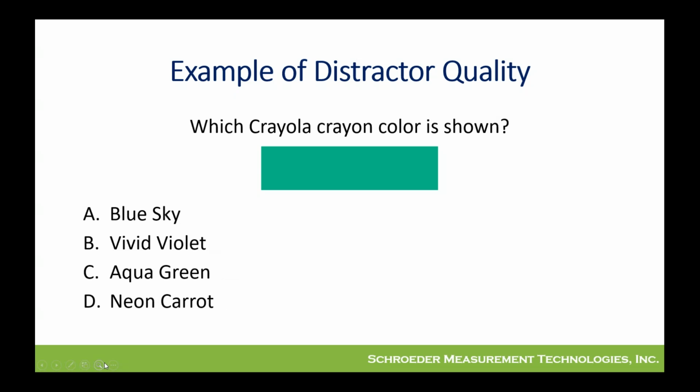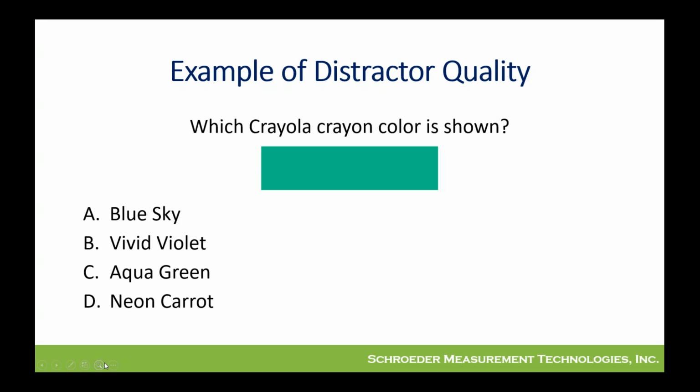Now here's the same item, but with different distractors, and it makes a world of difference. The color looks green to me, and there is only one option that contains the word green. While I would not be able to tell the difference between aqua green and another shade of green, I can get this item correct simply by process of elimination.